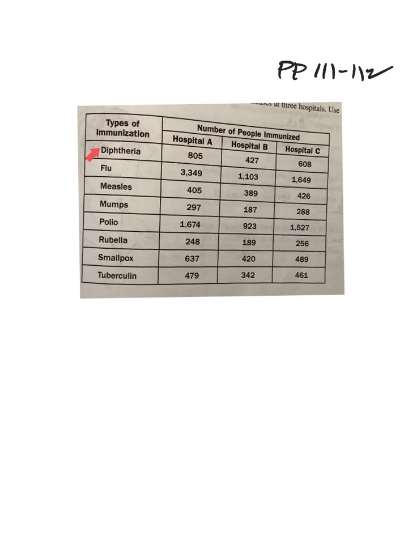And these are all of the different diseases that the immunizations were fighting against. So you don't want to get diphtheria, so you go in and you get a shot at hospital A, and you're one of the 805 that got a shot there, or B or C. So all 3 of these hospitals gave diphtheria shots, and these are the number of people that got shots at each hospital. Flu shots, everybody chose hospital A for some reason, not nearly as many as B and C. And measles, mumps, polio, rubella, smallpox, and tuberculin. So all of these diseases, they got shots for. And that's what page 112 is going to be going over.